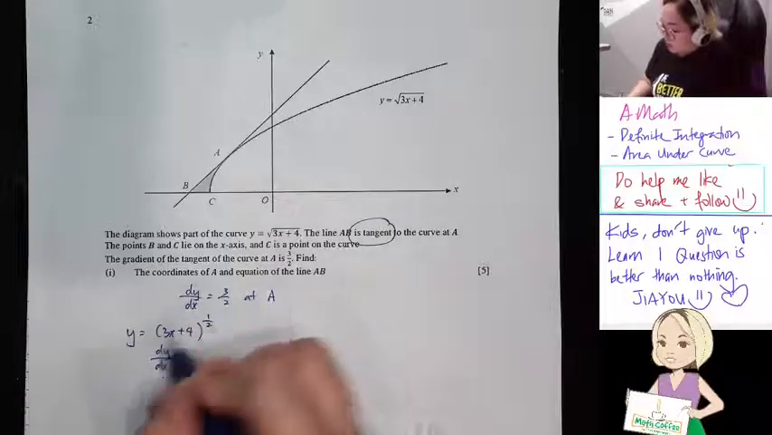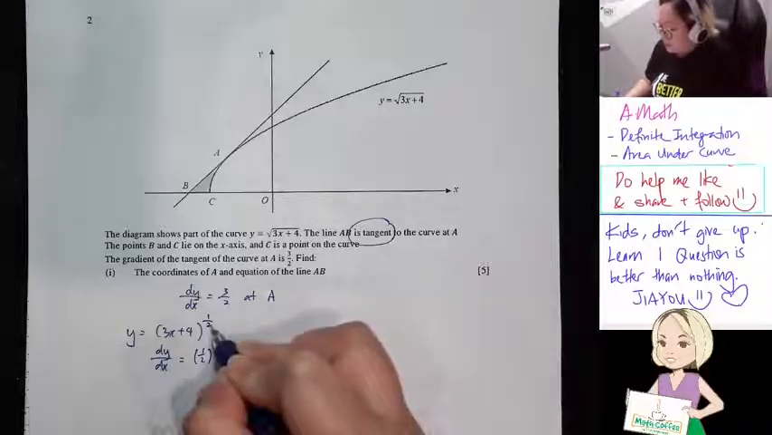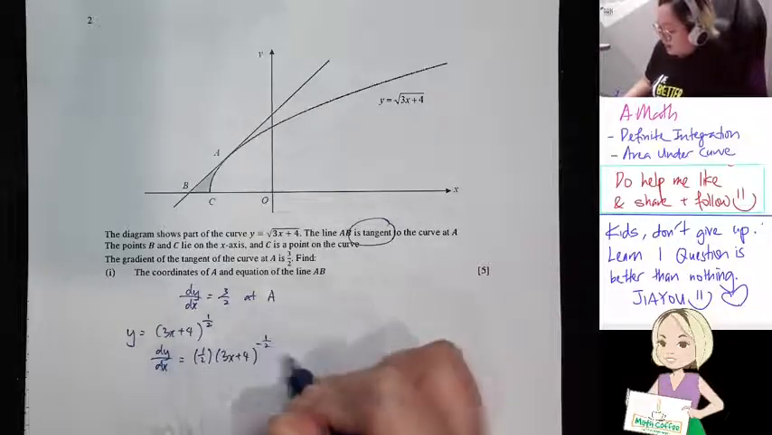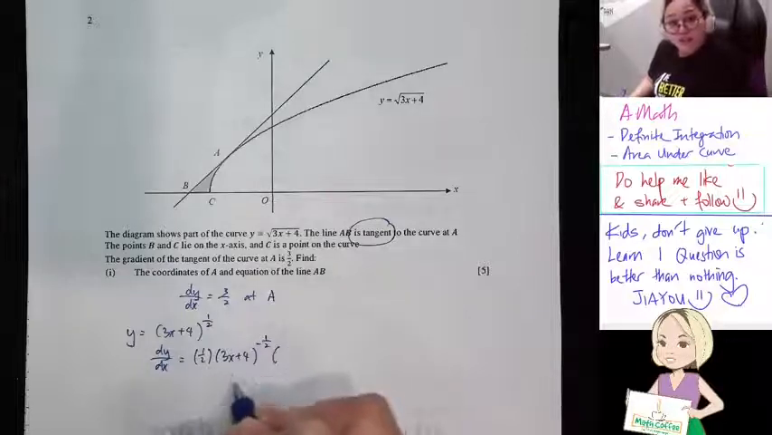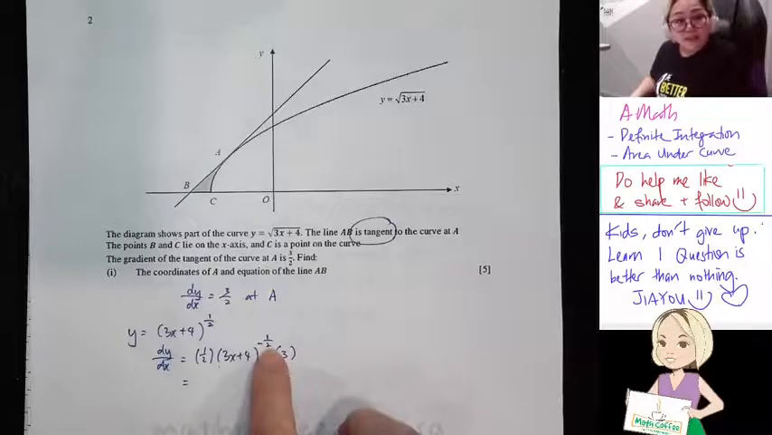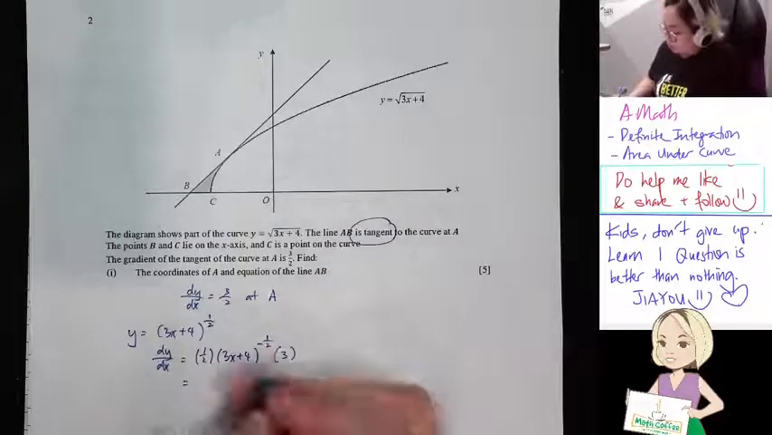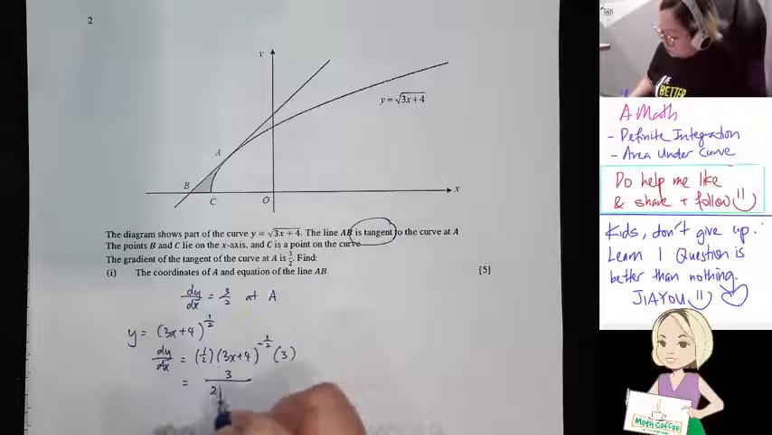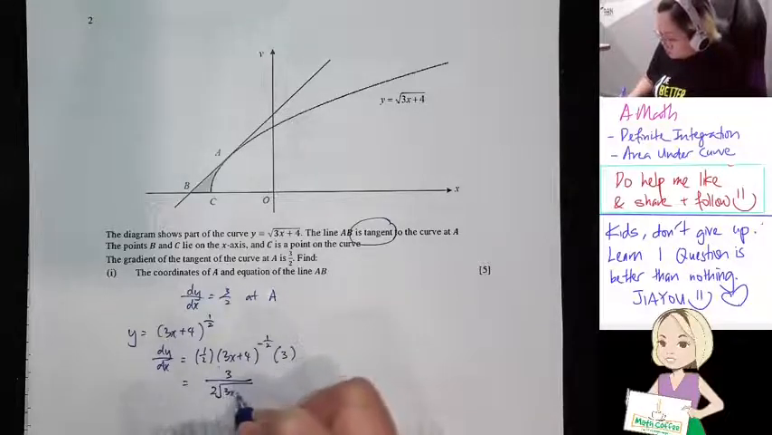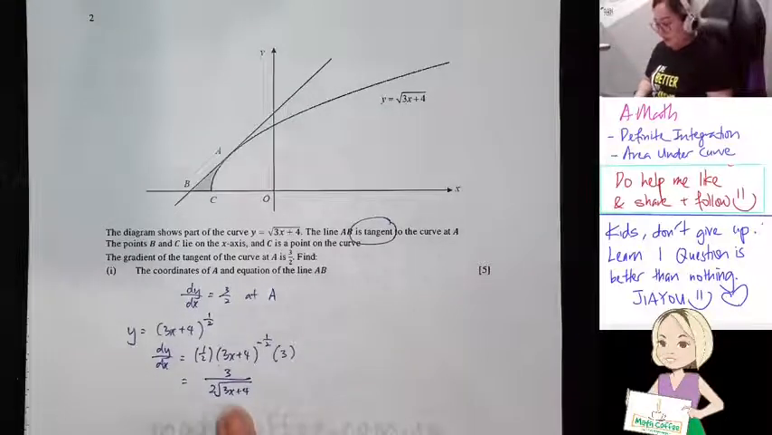Power bring down, so it will be half, copy. Power minus 1 will be minus half. Multiply by the derivative of the inside, which is 3. Because this is minus half, it goes to the denominator. So I have 3 over 2 square root 3x plus 4. This is my dy dx.